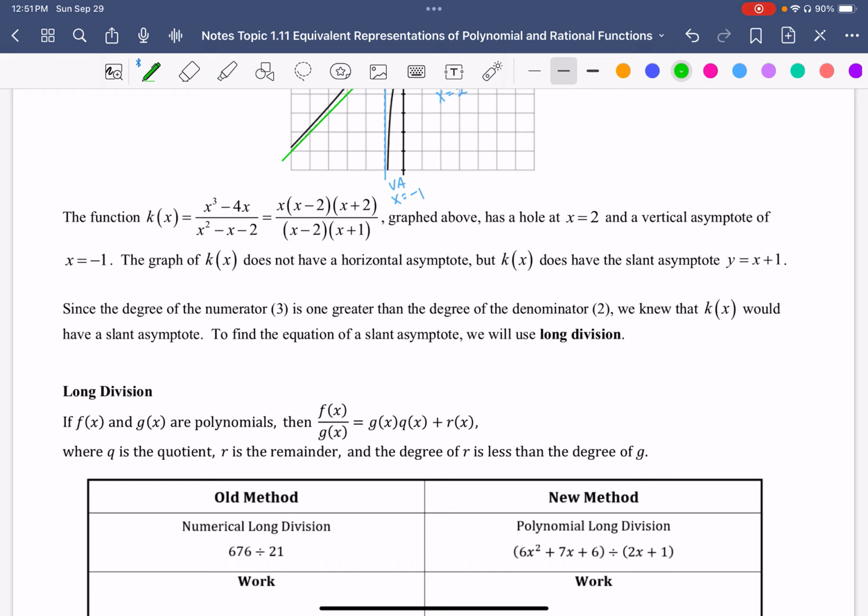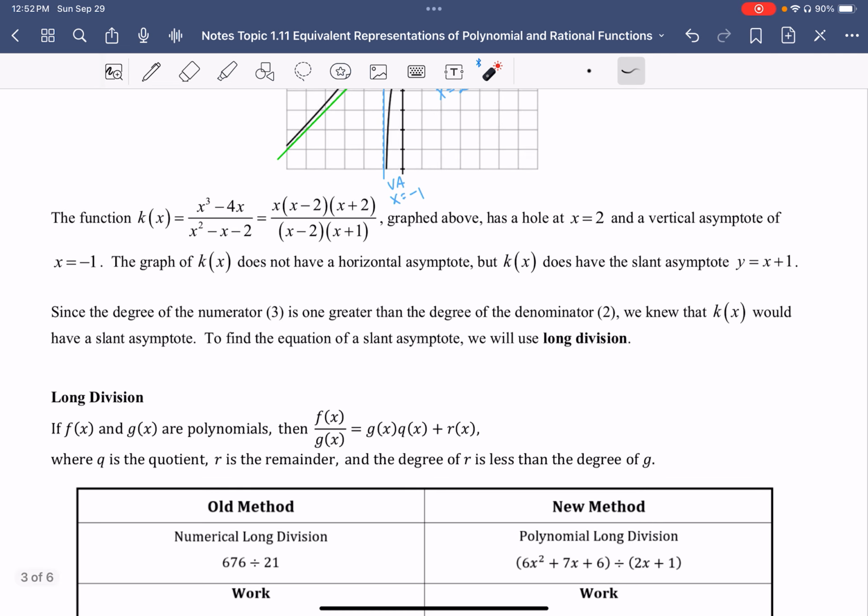The function k of x equals x cubed minus 4x divided by x squared minus x minus 2 factors into this. It's graphed above. There's a hole at x equals 2, a vertical asymptote at x equals -1. It does not have a horizontal asymptote, but it does have a slant asymptote at y equals x plus 1. Since the degree of the numerator is 1 greater than the degree of the denominator, we know that k of x has a slant asymptote. And to find the equation of a slant asymptote, we will use long division.